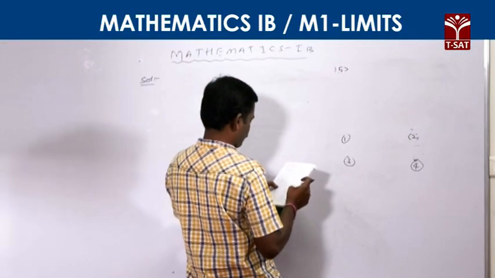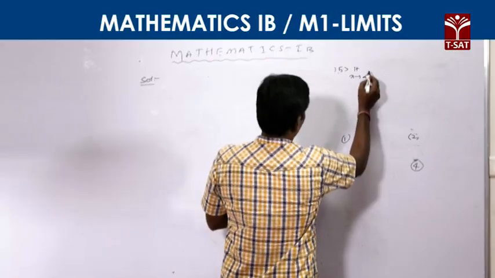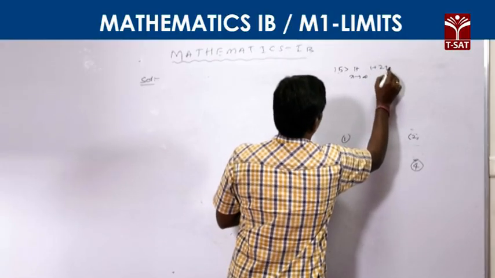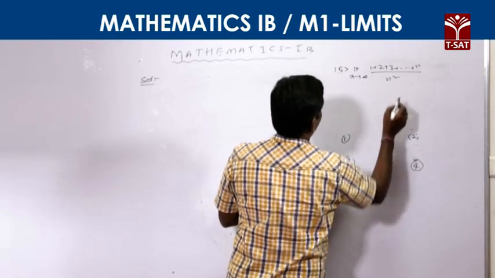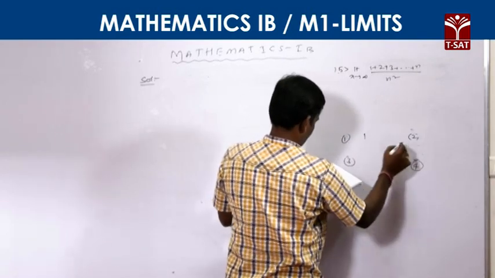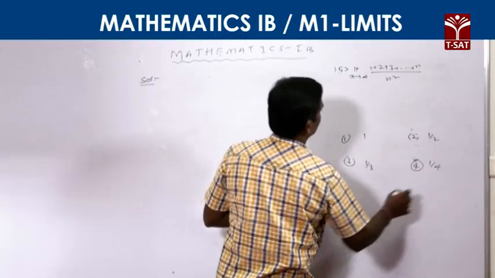15th question. Next, limit n extends to infinity, 1 plus 2 plus 3 and so on plus n, by n square. So, options are 1, 1 by 2, 1 by 3, 1 by 4.